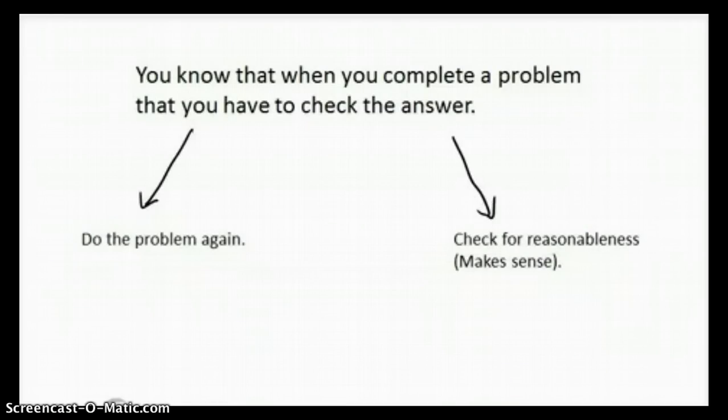You know that when you complete a problem that you have to check the answer. One way to check an answer is to do it over again. Another way is to see if the answer is reasonable or makes mathematical sense. Today we will check the reasonableness of multiplication problem answers using rounding.